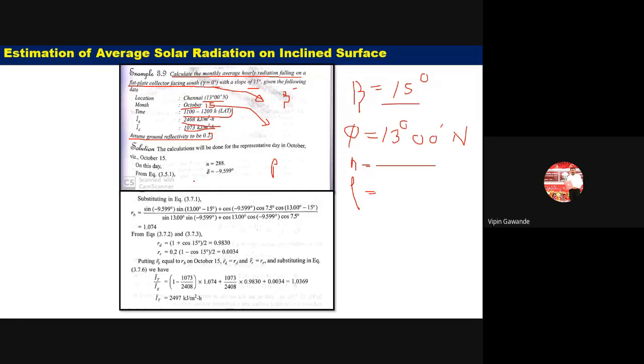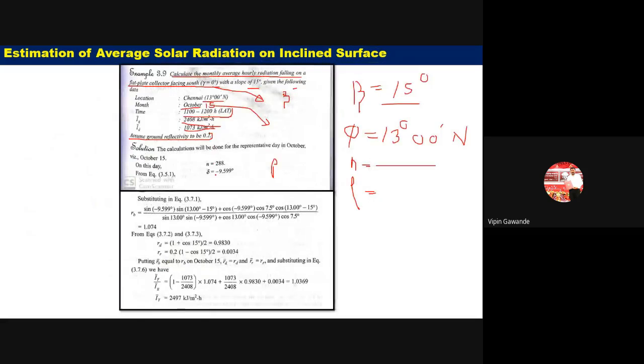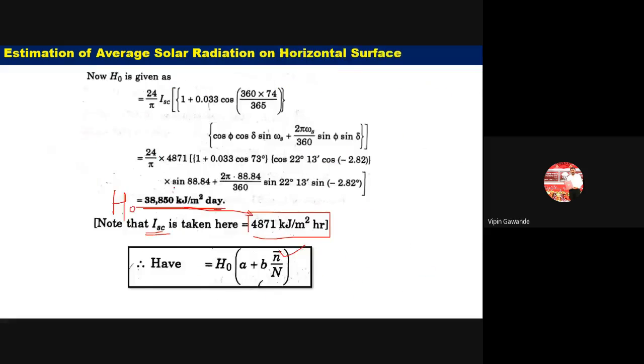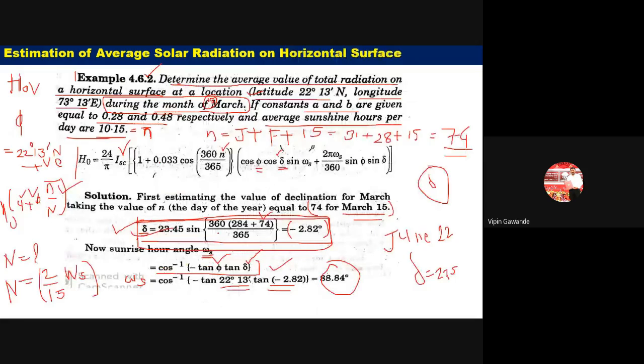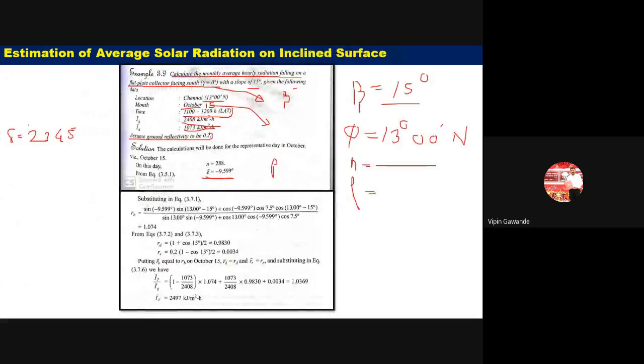So we have the formula for RB, and we will first check the RB value. Delta is the declination angle. Delta is not given in the problem, so you have to use the formula: 23.45 sine of 360 times (284 plus n) divided by 365. We put the value of n here, then we calculate the value of delta.